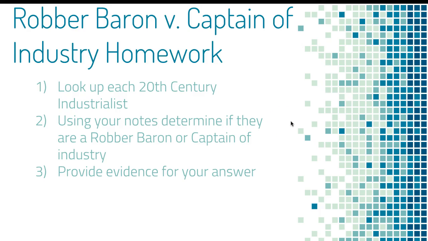So the directions are here. You're going to look up each 20th century industrialist. Using your notes, you're going to determine if they are a robber baron or a captain of industry, and you're going to provide evidence for your answer. If you say that someone is a captain of industry, your evidence can be like they donated money to charity. Or if it's a robber baron, like they destroyed natural resources. Whatever evidence you have, tie it back to one of the 6 reasons or characteristics of a robber baron or captain of industry. That's all.